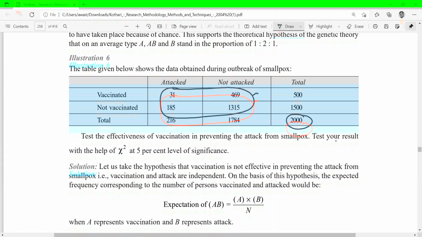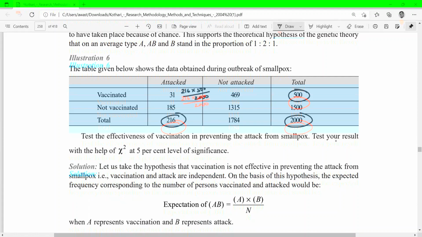But I'm going to tell you a direct, very simple method to calculate the expected. If I am going to calculate the expected data for vaccinated and attacked, we will take the total of the column, that is 216, then multiply by the total of the row, that is 500. Because if I'm talking about 31, the total of the column is 216 and the total of the row is 500. So 216 into 500 divided by the grand total, and the grand total is 2000.